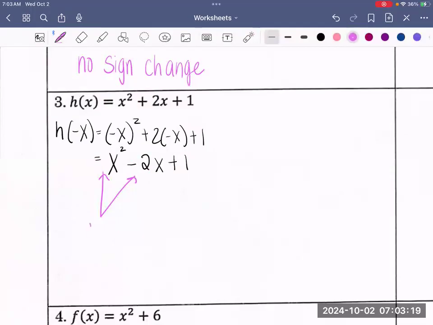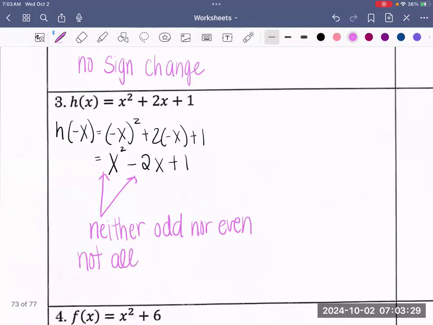So this one is neither odd nor even. Not all terms changed signs.